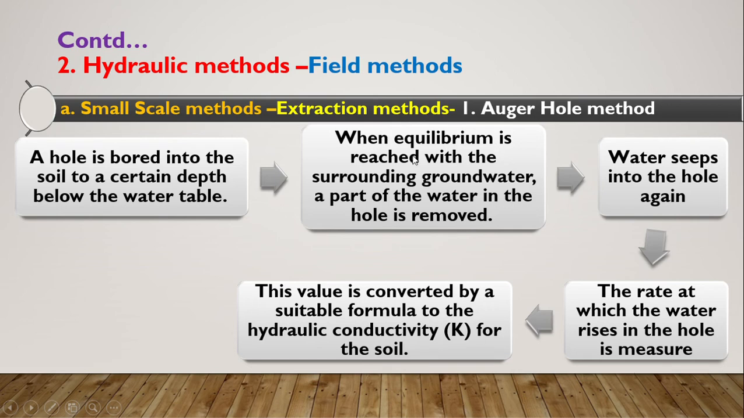When equilibrium is reached with the surrounding groundwater, a part of the water in the hole is removed. So some part of the water which has come into the hole is removed by means of pumping. After some time, we will measure the rate at which the water rises in the hole. The pumping is just a procedure for bringing the water into equilibrium with the groundwater. After pumping, the rate of rise of water will be measured. This rate of rise of water is converted by a suitable formula into the hydraulic conductivity. So this is the procedure used in the extraction method.